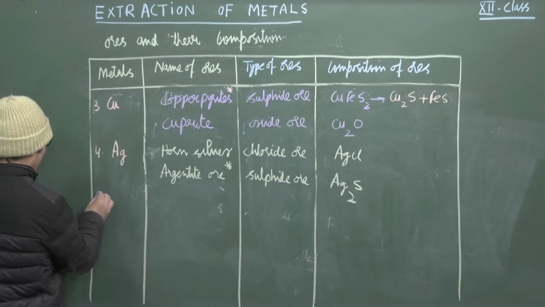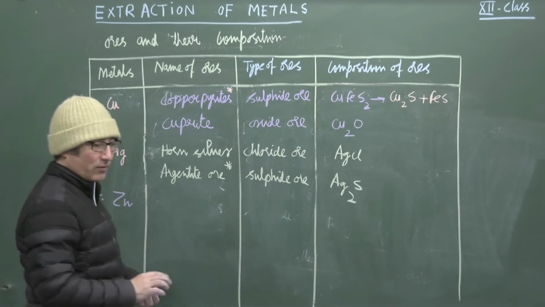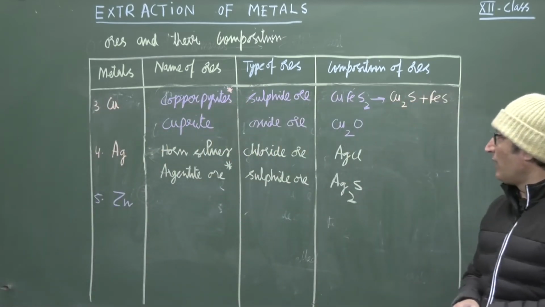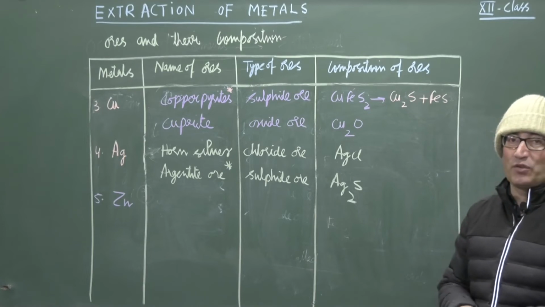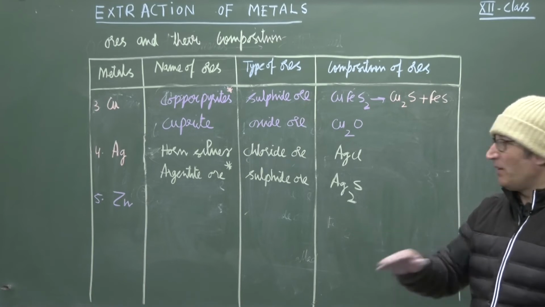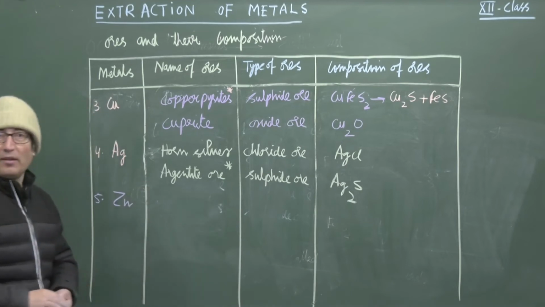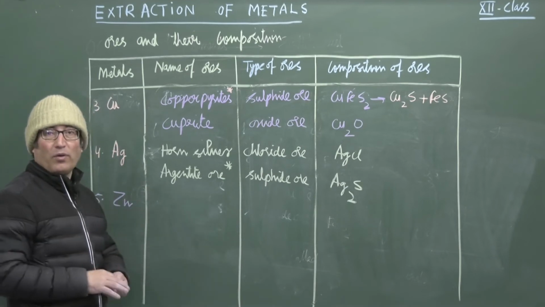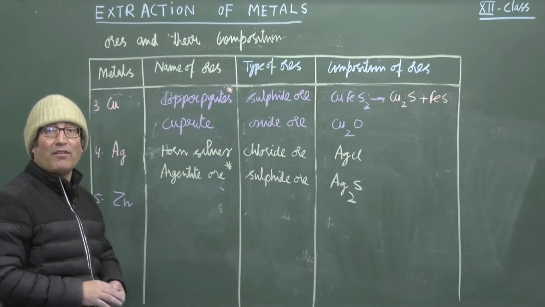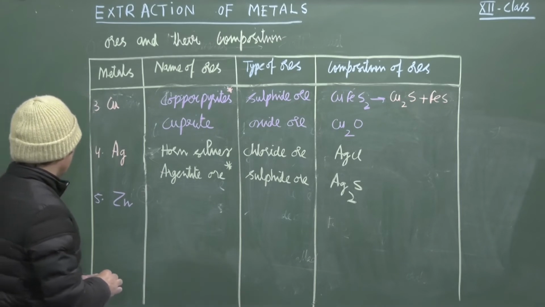The next one is the zinc metal. Zinc again has many uses. The principal use of zinc is that it is used for galvanization of iron objects to prevent them from rusting. So you galvanize them with zinc. A thin coat of zinc is coated on the iron substances to prevent them from rusting, which we call galvanization.